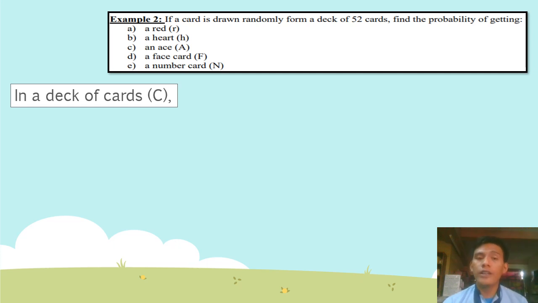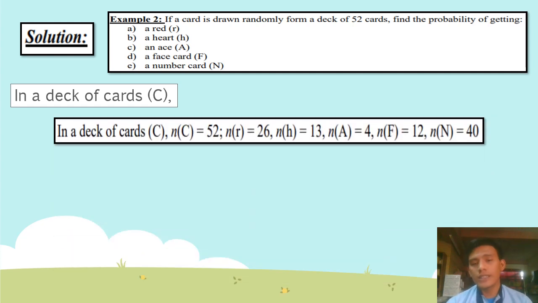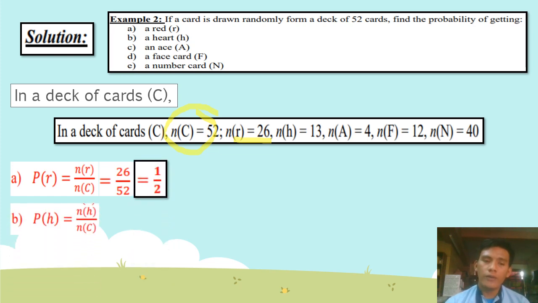First, we need to solve for the red. What is the probability of getting a red? In getting red, we use 26, and our total is 52. So 26 divided by 52. We will simplify that, so that will be equal to 1/2. For B, what is the probability of getting a heart? The number of hearts will be 13, and the number of cards will be 52. 13 divided by 52 will be equal to 1/4.